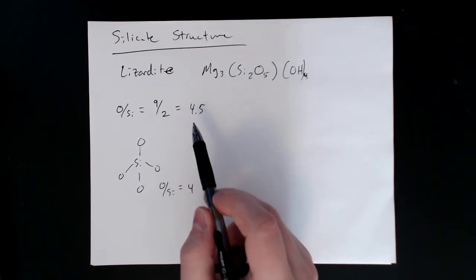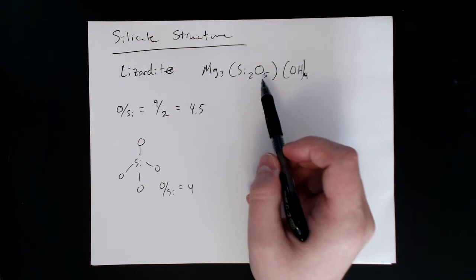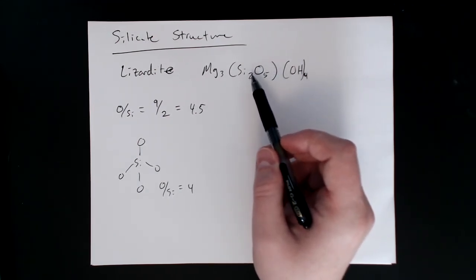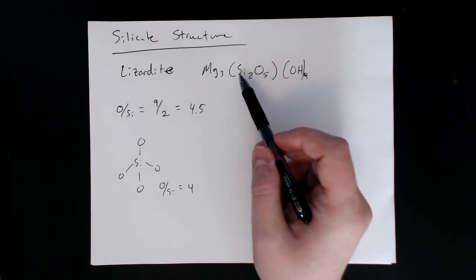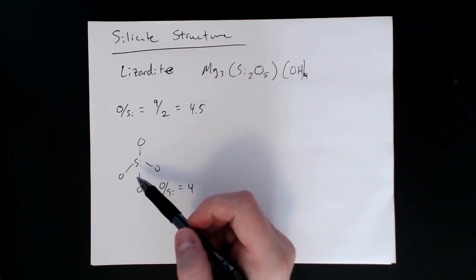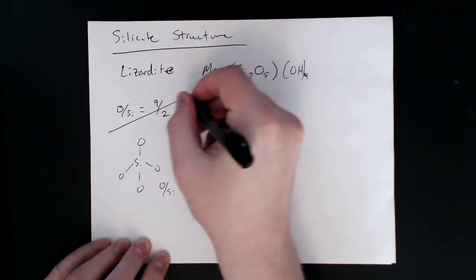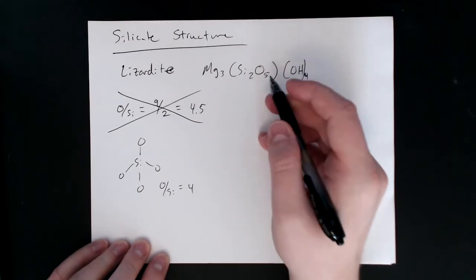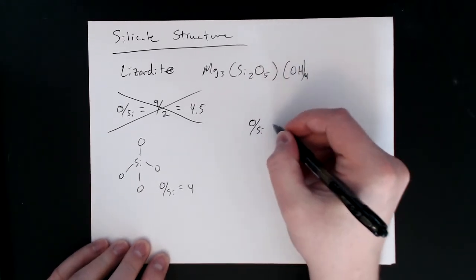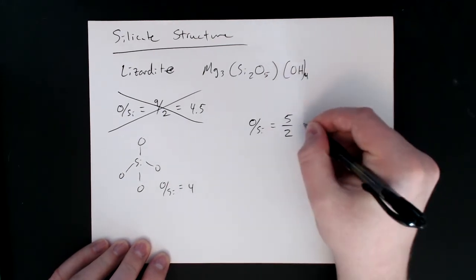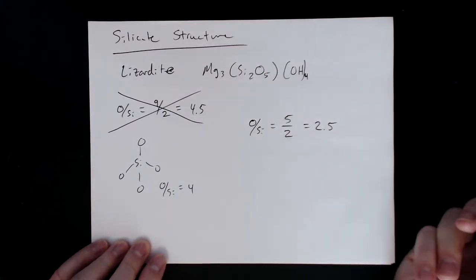It produces too high of a number. And so really all we're concerned about is the SiO here. Those are the ones that are networked together as part of this tetrahedron. So this is not correct. Instead, we should only count these. And so our O to silicon ratio is 5/2. That gives us 2.5, right?